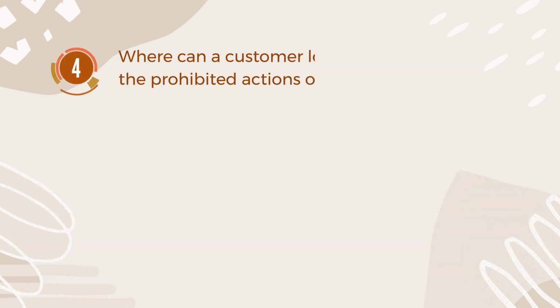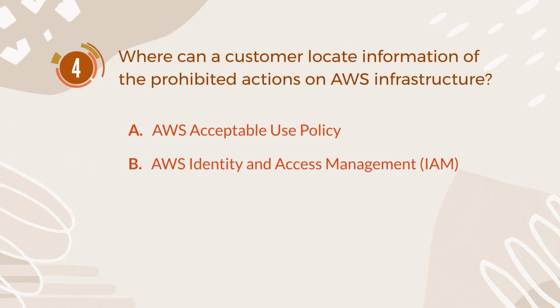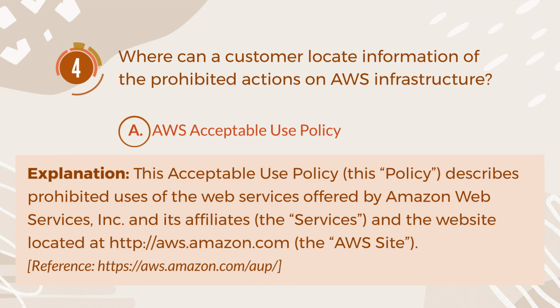Number 4. Where can a customer locate information of the prohibited actions on AWS infrastructure? A. AWS Acceptable Use Policy. B. AWS Identity and Access Management, IAM. C. AWS Billing Console. D. AWS Trusted Advisor. The correct answer is A. AWS Acceptable Use Policy. Explanation. This acceptable use policy describes prohibited uses of the web services offered by Amazon Web Services Incorporated and its affiliates, the services, and the website located at the AWS site.